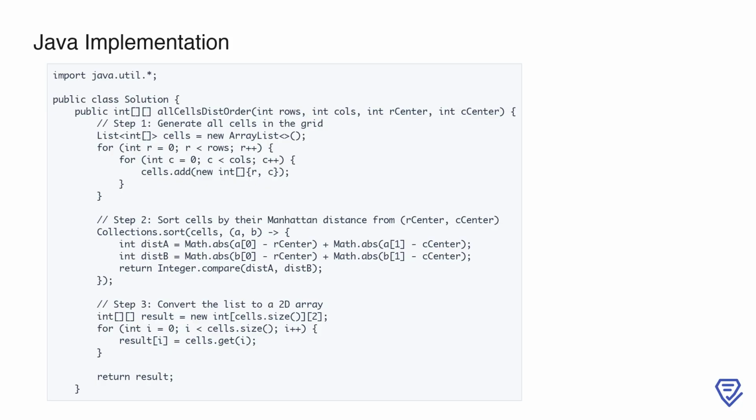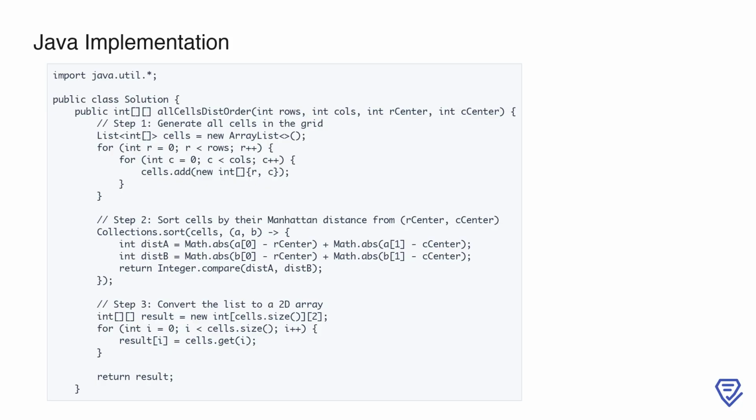The method allCellsDistOrder takes 4 parameters: the number of rows and columns in the matrix, as well as the coordinates of the center cell, rCenter and cCenter. Step 1 of the implementation involves generating all the cells in the grid. To do this, we iterate through each row and column using nested loops. For every combination of row and column indices, we create a cell represented as an integer array and add it to a list called cells.